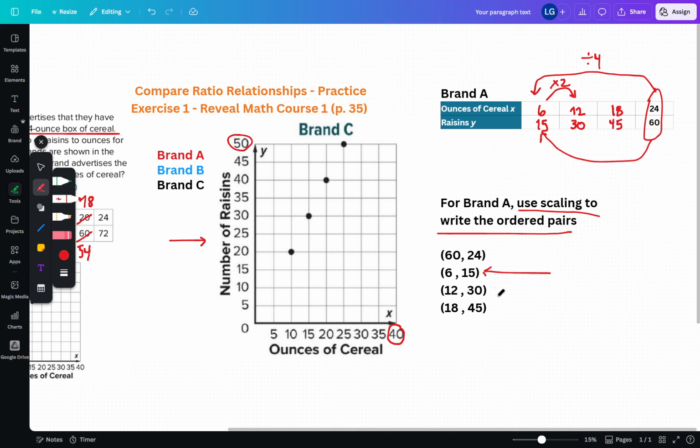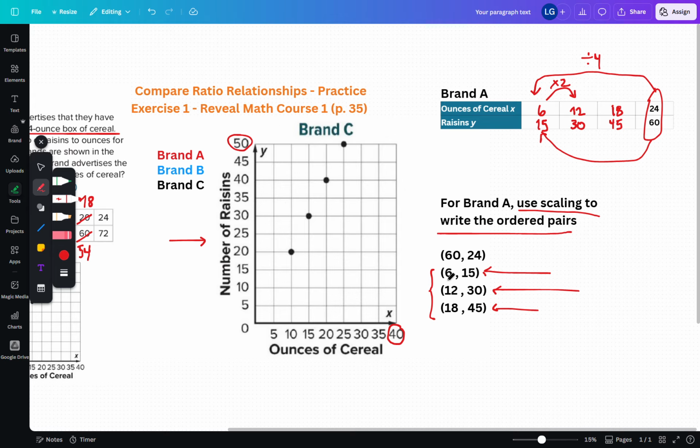The second is gonna be 12, 30. And the last order pair is gonna be 18, 45. Now, once we have this information, we can go ahead and graph these 3 points on the graph, and that's going to represent the brand A. So I'm going to go ahead and graph all these points.